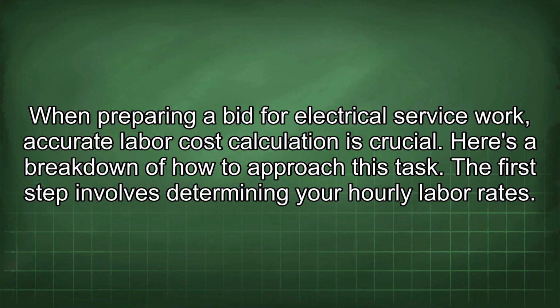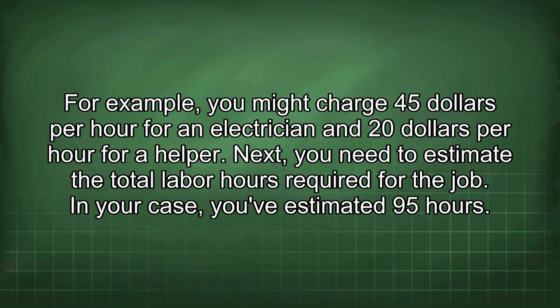When preparing a bid for electrical service work, accurate labor cost calculation is crucial. Here's a breakdown of how to approach this task. The first step involves determining your hourly labor rates. For example, you might charge $45 per hour for an electrician and $20 per hour for a helper.